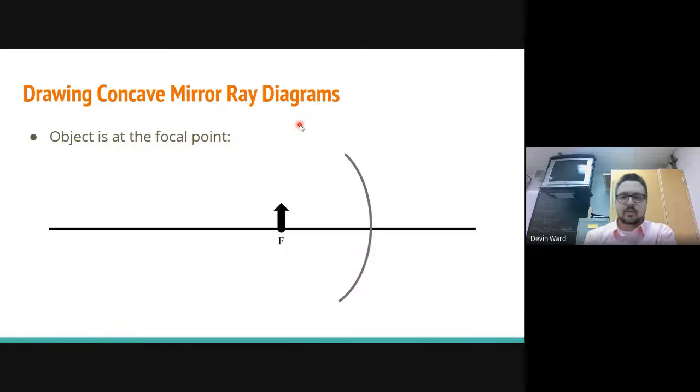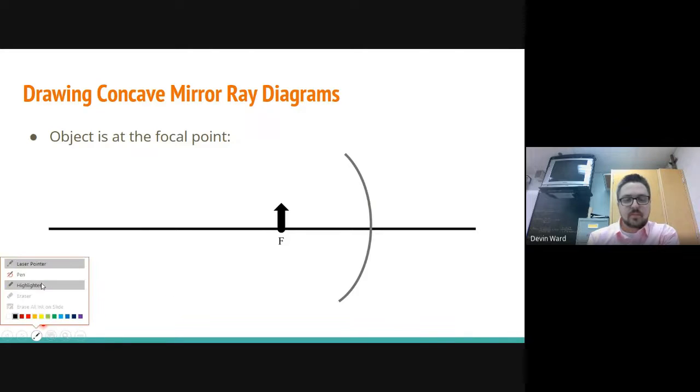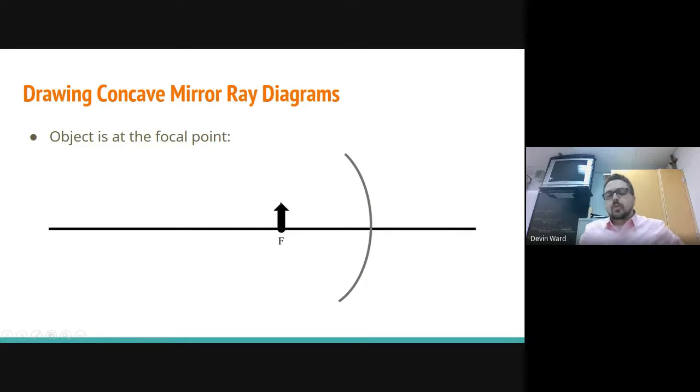On to the next. So if the object is right at the focal point, the light can't really go through the focal point. So you'd be able to draw ray 1.